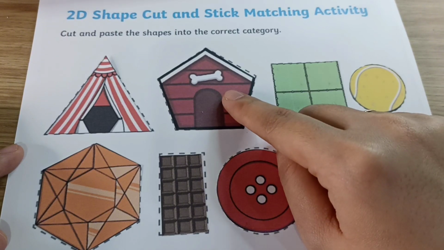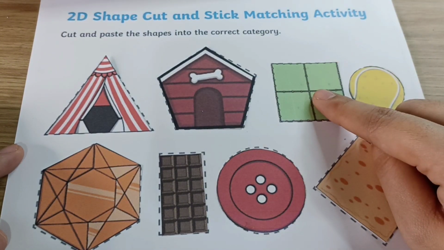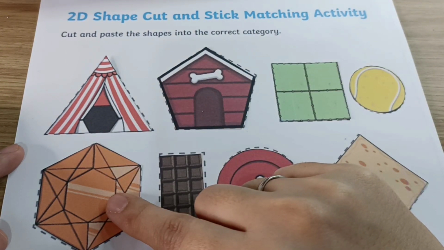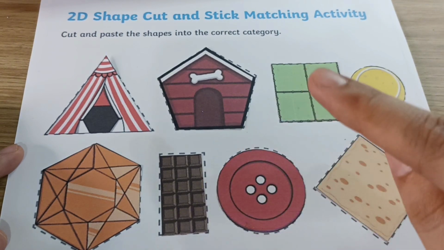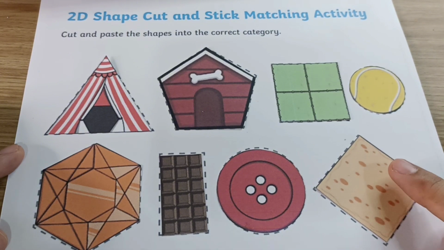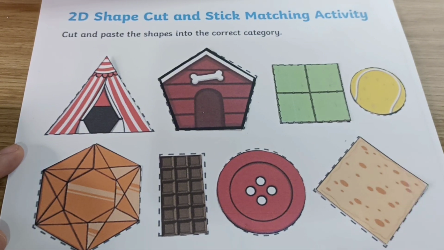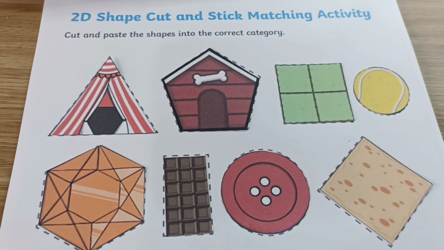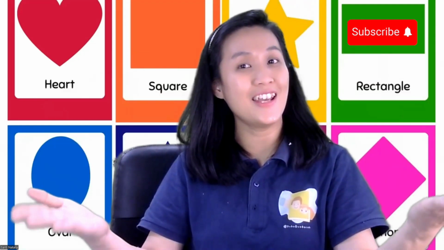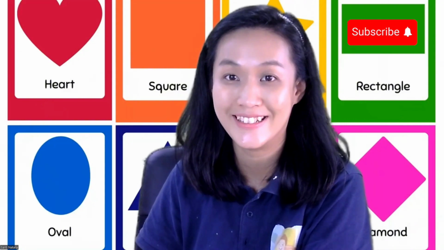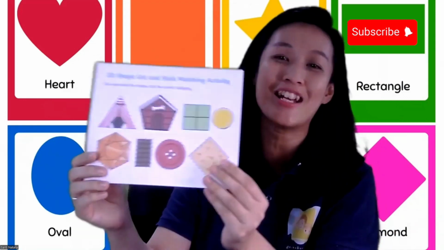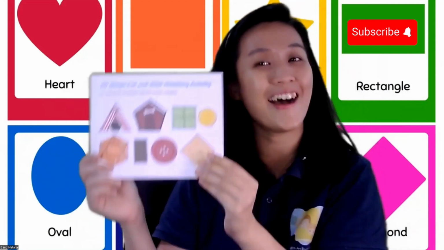Triangle, pentagon, square, circle, hexagon, rectangle, circle, diamond. Yes, okay, now it's your turn. Yes, that is the lesson for today. So, what do you learn today, children? We learn about shapes. Yes, now if you are done, you can show it to me and you may tidy up.